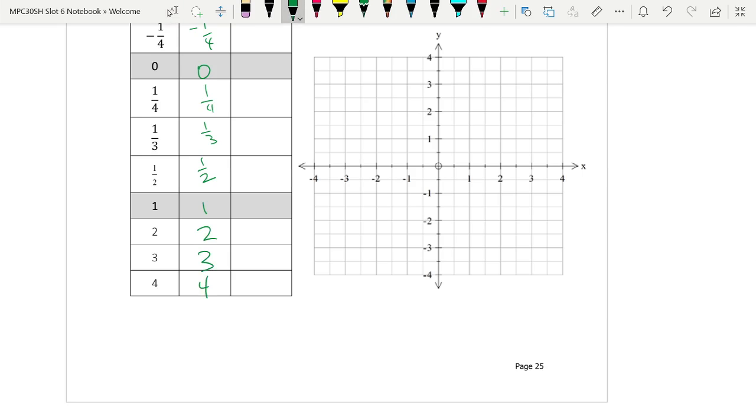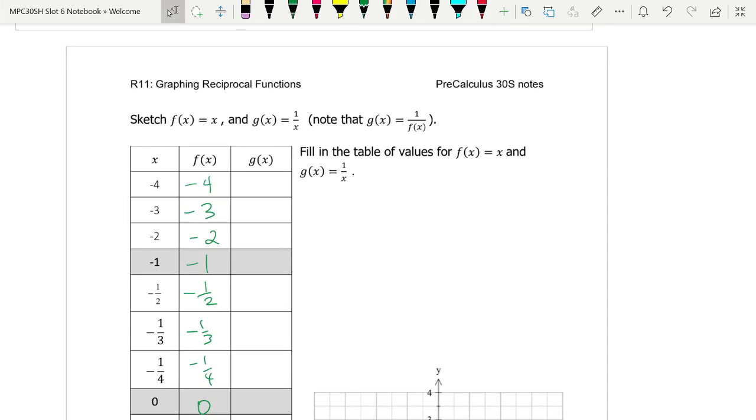There. Next, g of x. I'll do this one in blue. Okay, g of x is the reciprocal of f of x, or the reciprocal of x, same thing. So the reciprocal of -4 is -1/4.